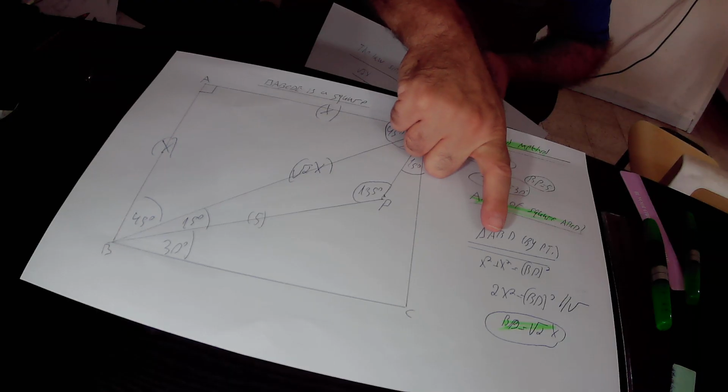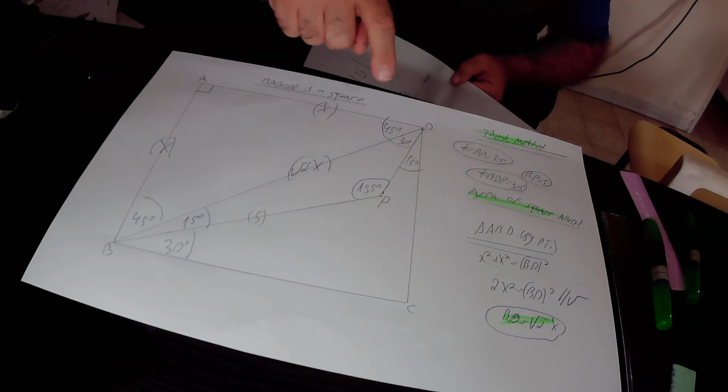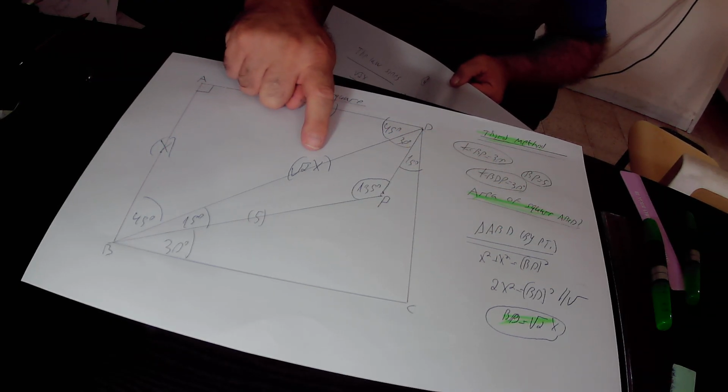x squared plus x squared is 2x squared, equal to DB squared. Here we took the square root and found that DB equals the square root of 2 times the square root of x squared. The square root of x squared is x. So in total, DB equals the square root of 2 times x in its size.